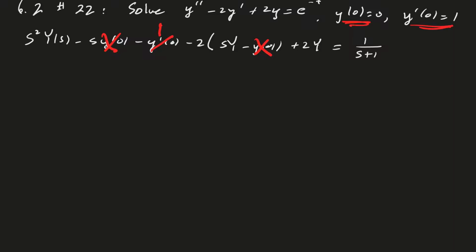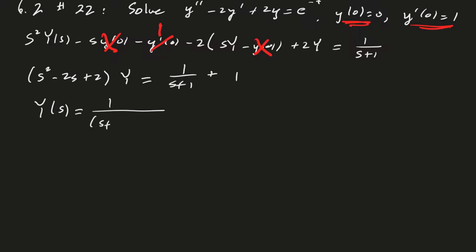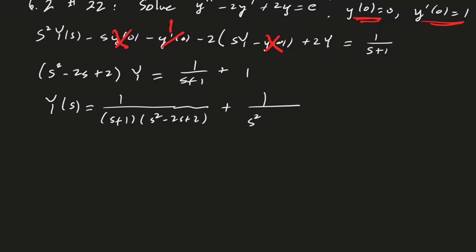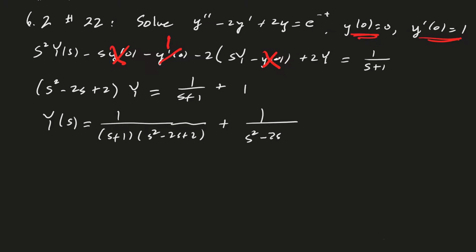And now I'm ready to simplify. (s^2 - 2s + 2) times Y is equal to 1 over s plus 1, plus 1. Good. And so now when I do my inversion, my Y of s is 1 over (s plus 1)(s^2 - 2s + 2), plus 1 over s^2 - 2s + 2. Oops.